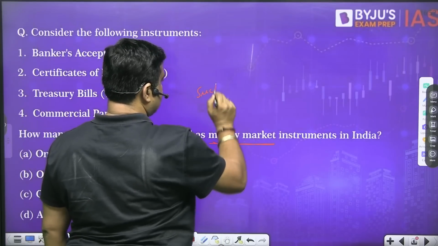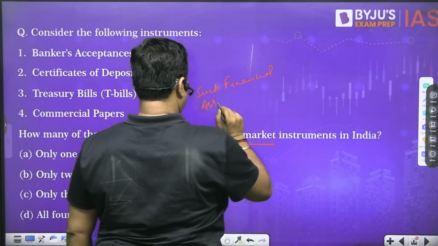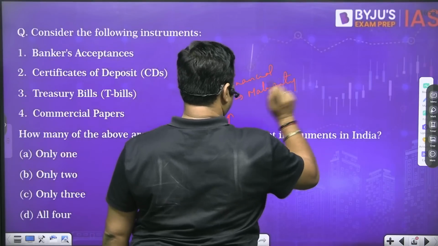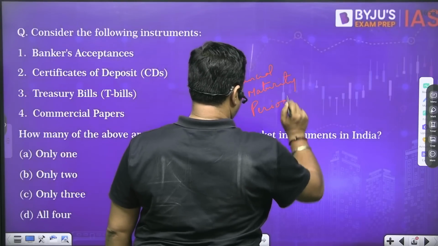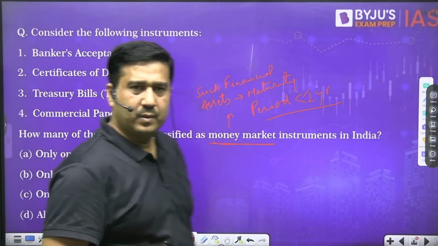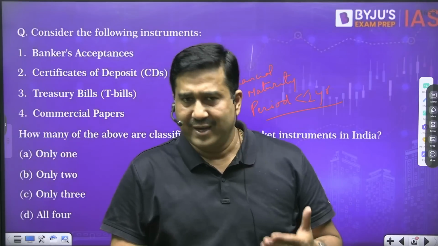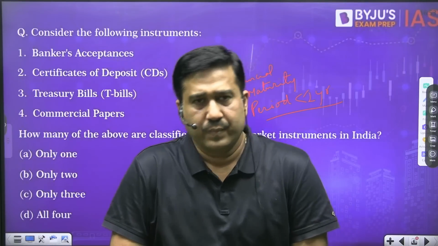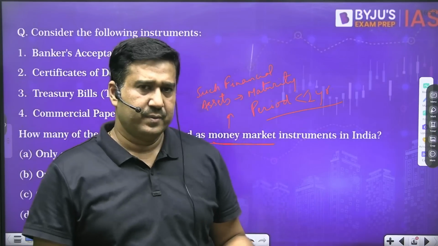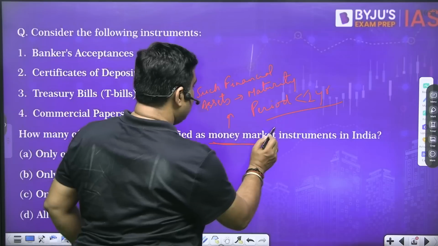such financial assets where the maturity period is less than 1 year. What does that mean? If I invested in a mutual fund, if I invested in any financial instrument, that is financial assets, if I invested in some fixed deposits, if I invested in any document, and if the maturity period is less than 1 year, then that will be subject to money market.